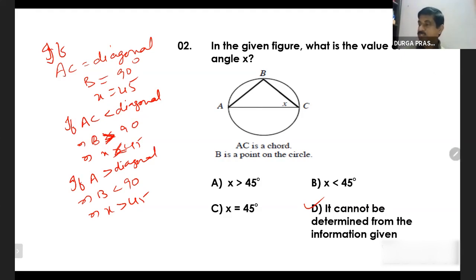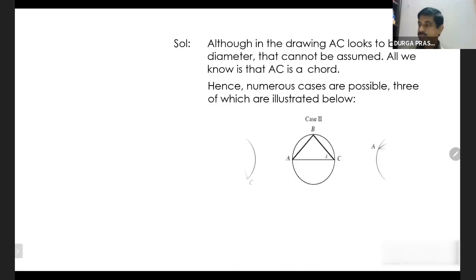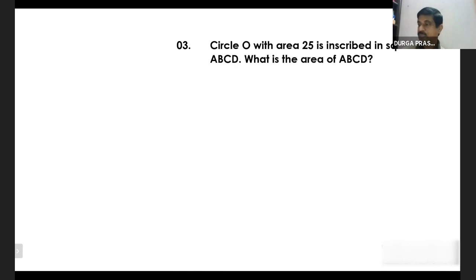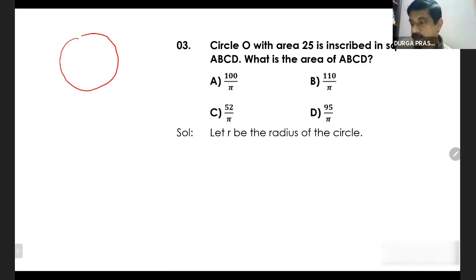Okay, let us go to the next question. Circle with center O, area 25 is inscribed in a square ABC. What is the area of ABC? If this is the circle, inside this a square is inscribed.